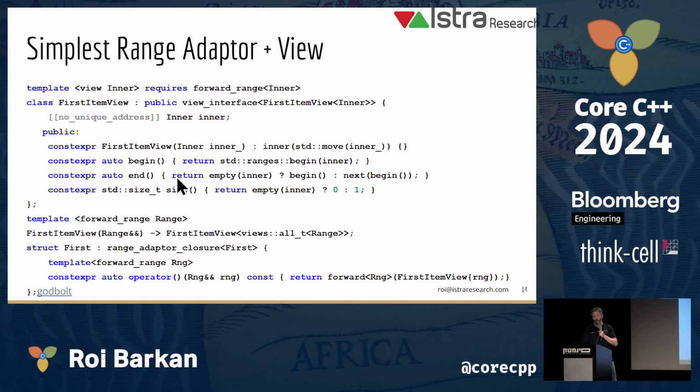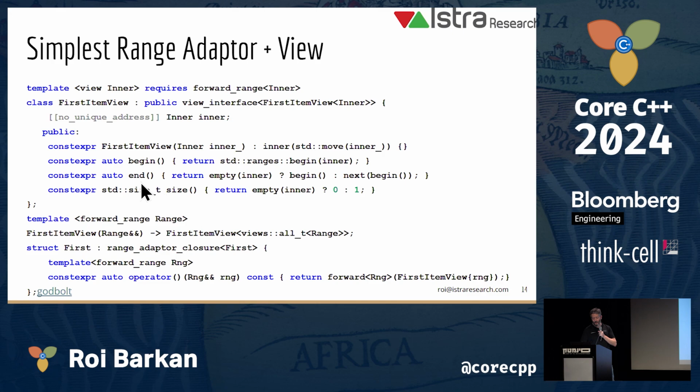Okay, begin and end, very, very similar to those arguments that we gave the subrange before. It's the beginning of the inner iterator, and either the beginning or the following item in the inner iterator, based on whether that inner one is empty. And the size that we can expose is either 0 or 1, based on whether the inner argument is empty. So this is our first view that we wrote, which can actually work.